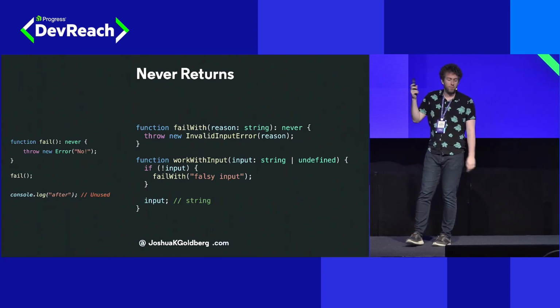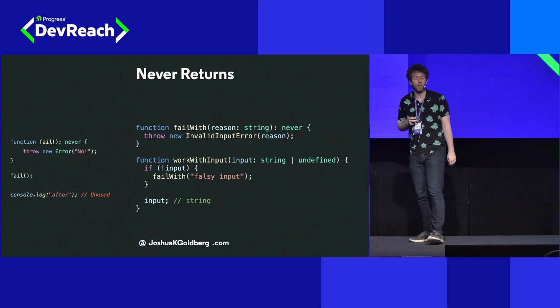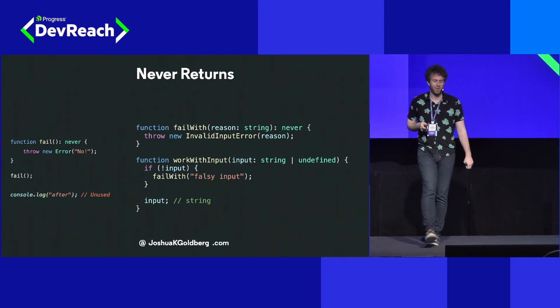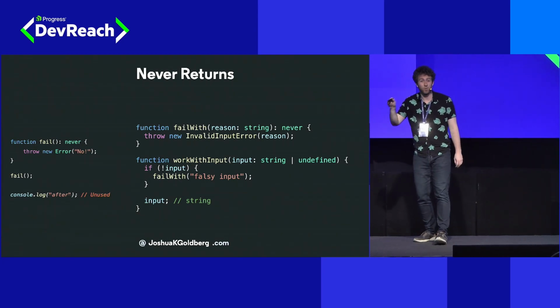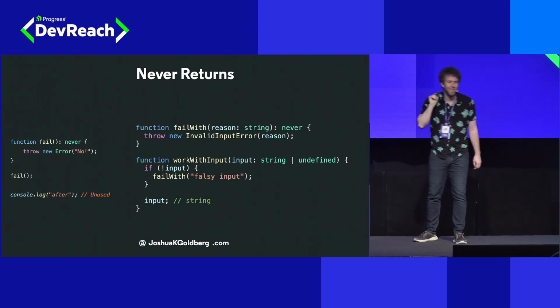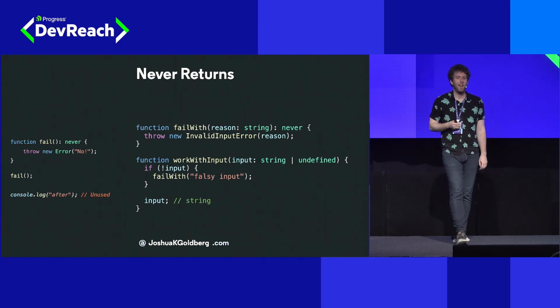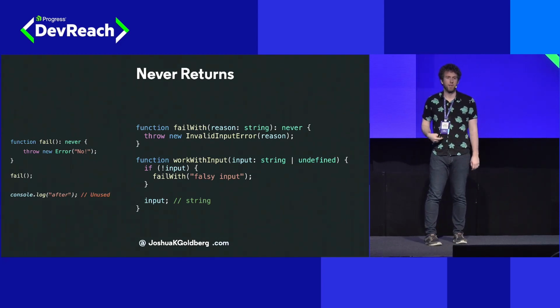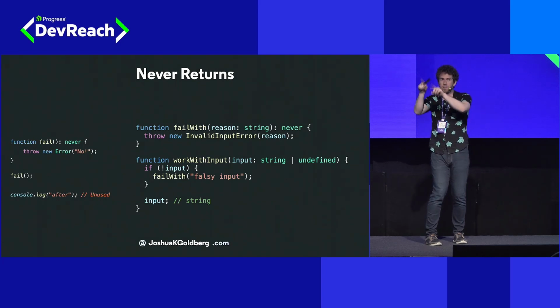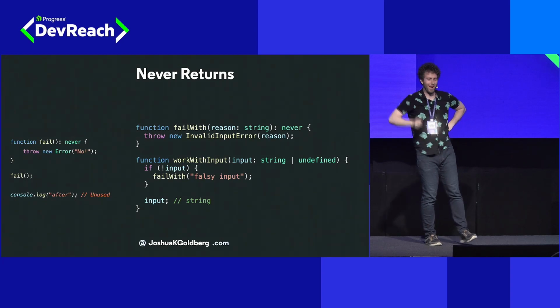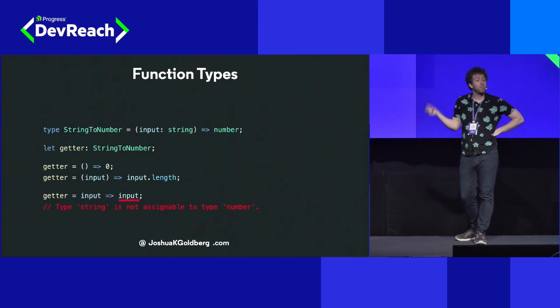Here we're saying if input is falsy, we fail with, and TypeScript knows we don't have to add a return statement after the fail with, because fail with never returns. It is return type never, which means input on that last line is type string. Technically, we could consider input to be string excluding the empty string literal, but TypeScript doesn't have that feature yet. One day.